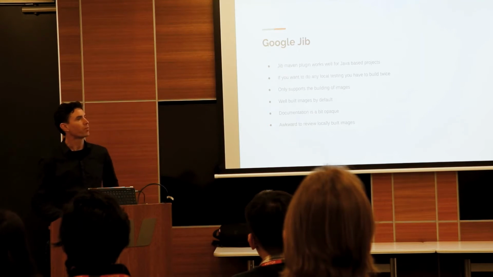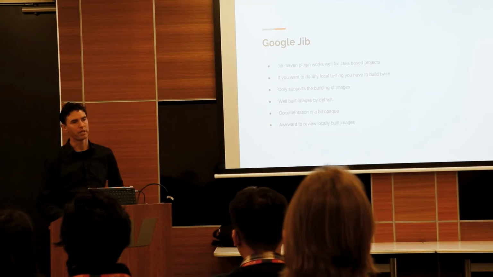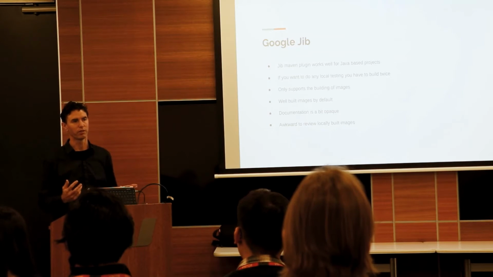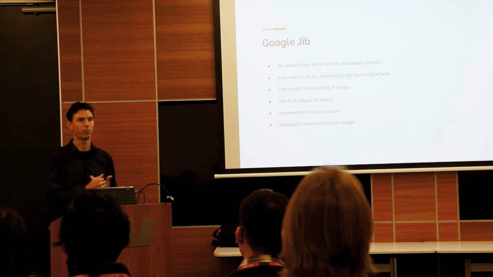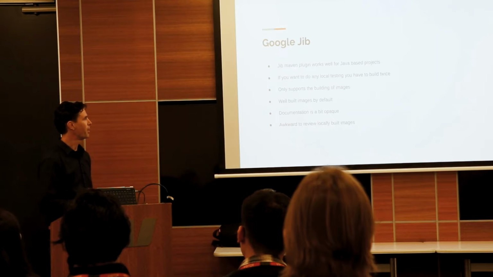The Jib plugin is also optimized to generate layered images that are clean and fast, and it's cached, which is nice. But it doesn't produce Docker images against the Docker daemon, which means that if you want to run it locally and test the thing you're building, you can't do it. So if you want to use the Jib plugin, you have to build it twice. Once for something that you're going to build and push to a remote registry, and once locally in the Docker daemon, which ends up being two different builds, which hopefully are the same, but they could be different.